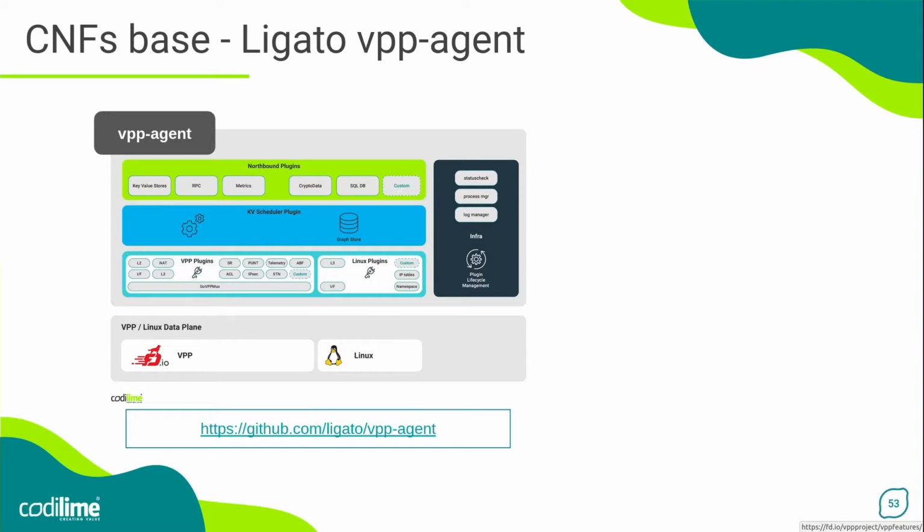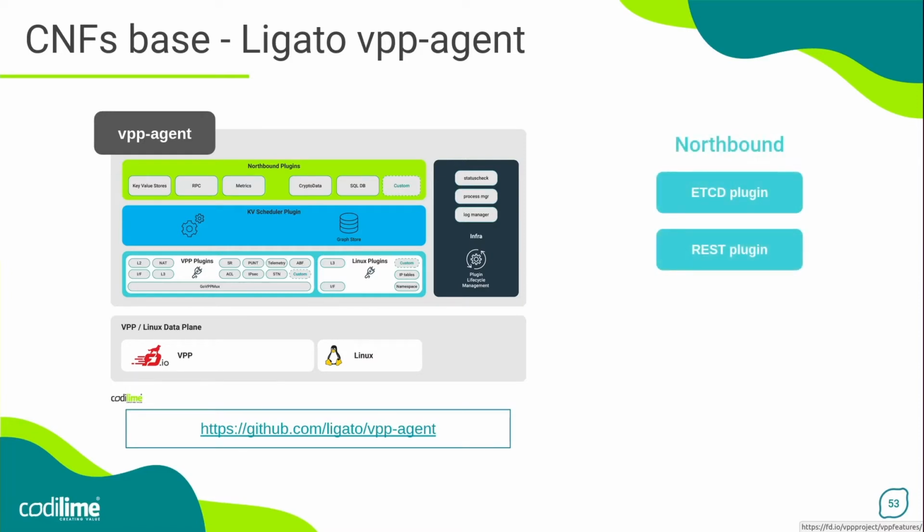They are all based on an open source vpp-agent solution from the Ligato project. This vpp-agent is composed of plugins that communicate with the underlying VPP and kernel network mechanism. In terms of configuration, it also has plugins that allow communication with external applications. It also includes CLI utilities.